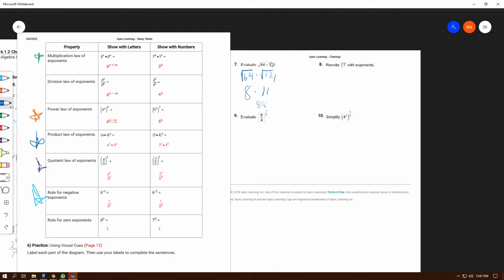Now 8 wants us to rewrite the cube root of 7 with exponents. It tells us that the index... okay, never mind. We're going to do 9 first. So we're going to do 9 divided by 4, both to the 1/2 power, so I can individually give the 9 a 1/2 and the 4 a 1/2. And I know that a 1/2 exponent is just a square root. So the square root of 9 and the square root of 4.